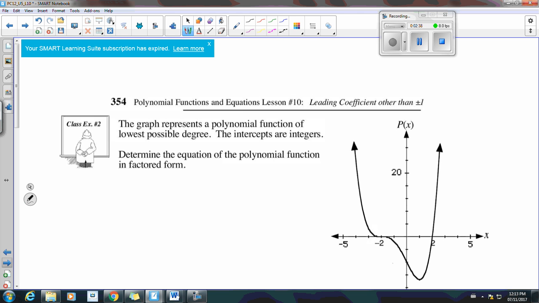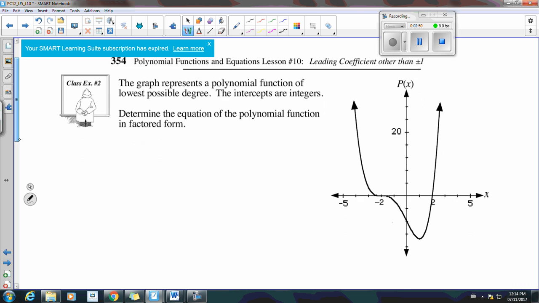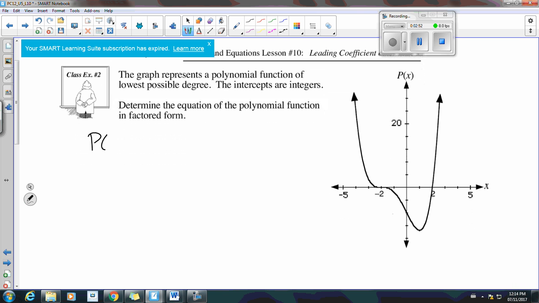Okay, next one. The graph represents a polynomial function of lowest possible degree. So whenever we see that, that means any point of inflection has multiplicity 3, any point of tangency has multiplicity 2. Determine the equation in factored form. So we know our polynomial here has some leading coefficient. Sometimes they use c, sometimes they use a. Some leading coefficient. We then look at the zeros.